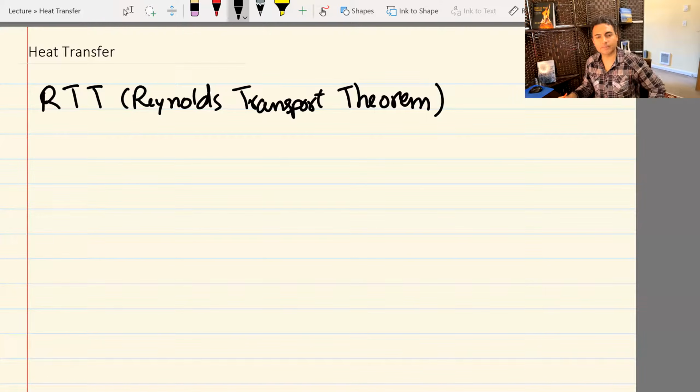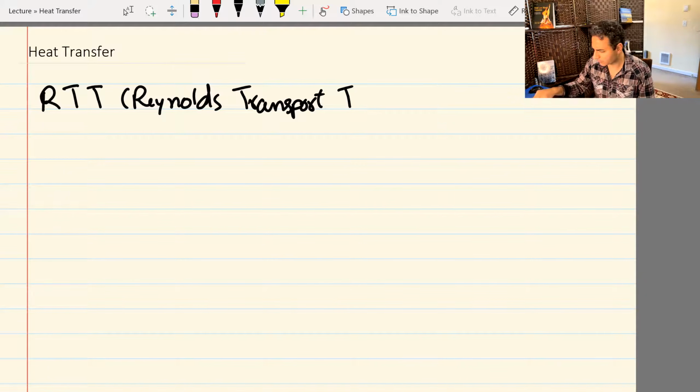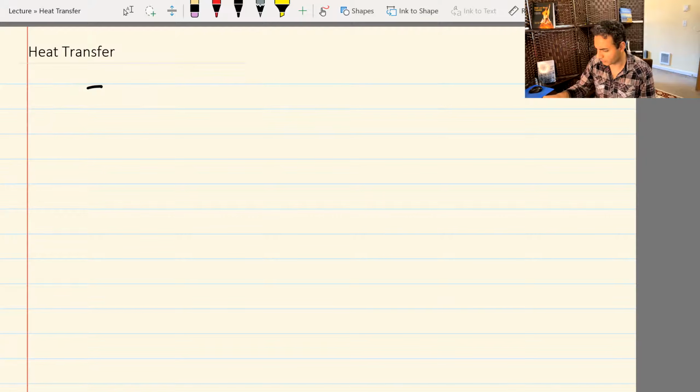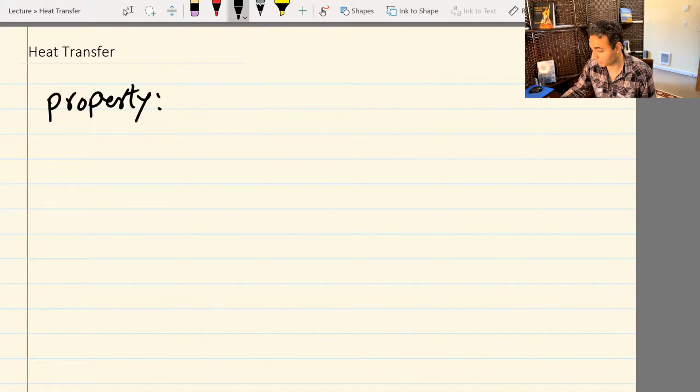Reynolds transport theorem says this: if I have a control volume and I'm looking at some extensive property, then there is a law that they actually prove, that that property is going to follow. I'll give you an example first. Let's just talk about intensive and extensive properties, because I talked about properties and forgot to cover them. So we said properties in fluid mechanics, heat transfer and thermodynamics.